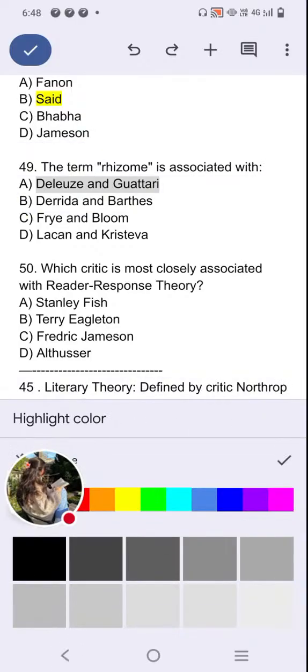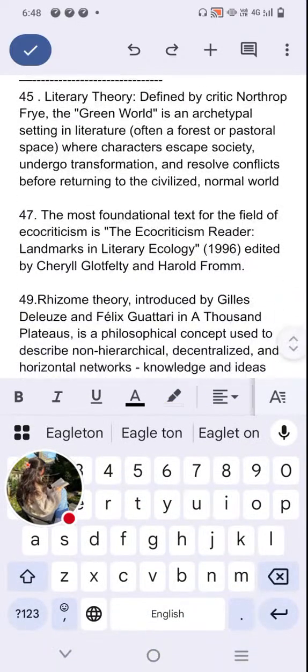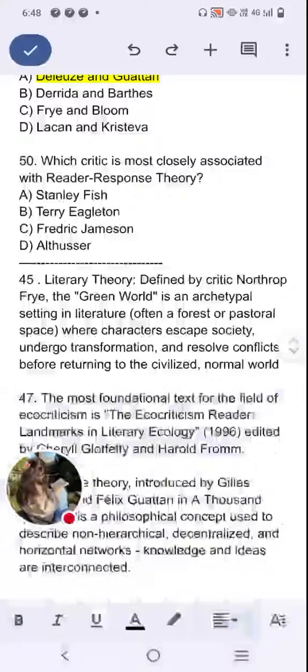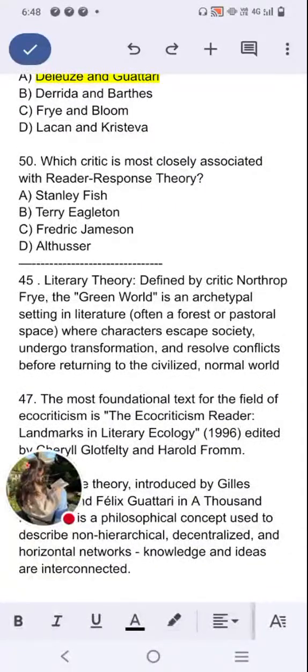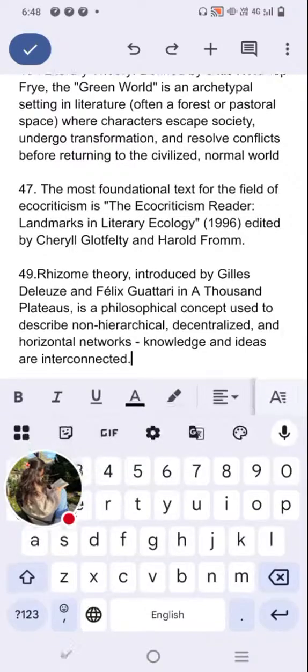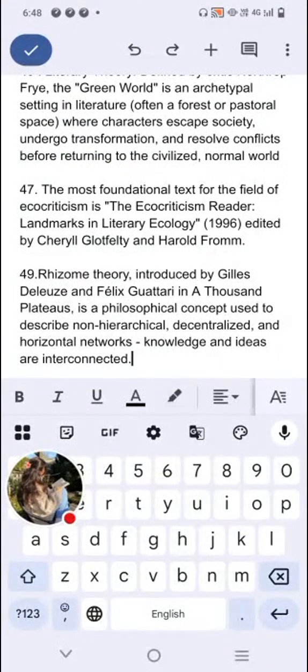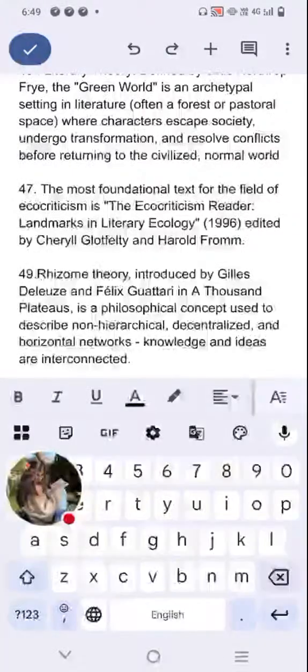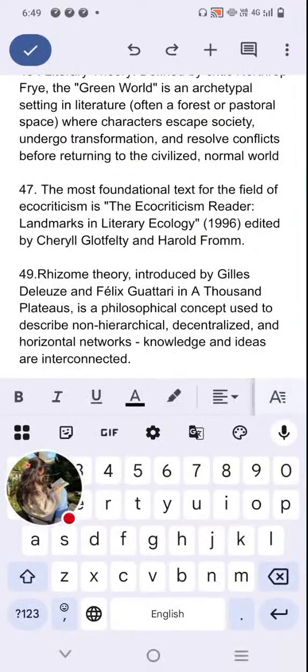And once again, I have the explanation. So let's go through it. The rhizome theory introduced by Gilles Deleuze and Felix Guattari. It appears in the work A Thousand Plateaus. And it is a philosophical concept used to describe non-hierarchical, decentralized, and horizontal networks. So basically what it means is that like a rhizome, our knowledge and ideas are interconnected. It is constantly in flux. So that is the basic idea of rhizome theory. Please note who coined it, Deleuze and Guattari. And in which work? A Thousand Plateaus.